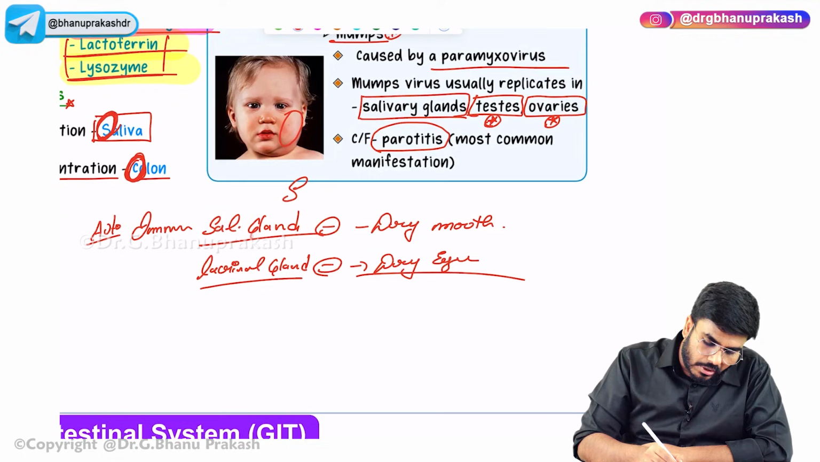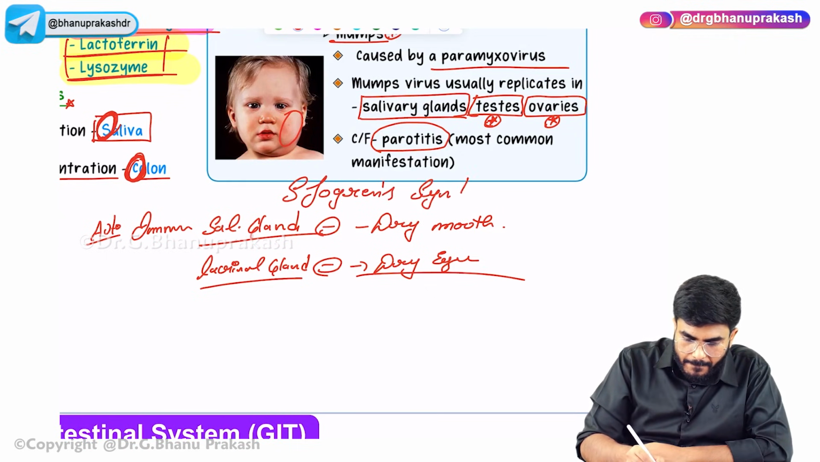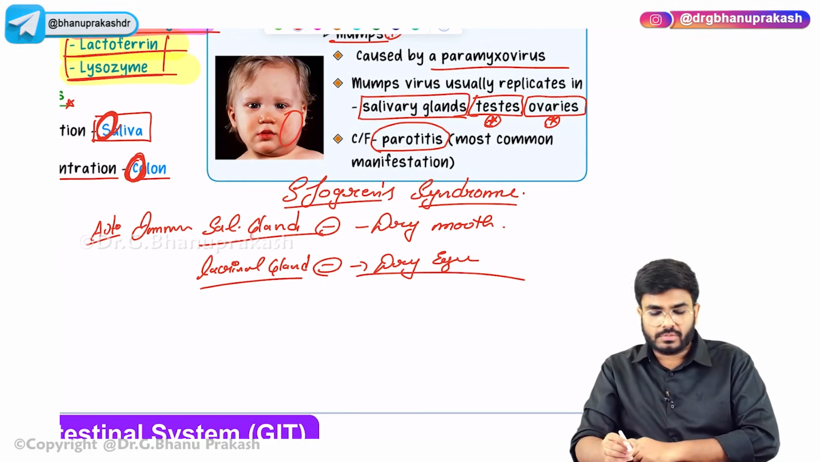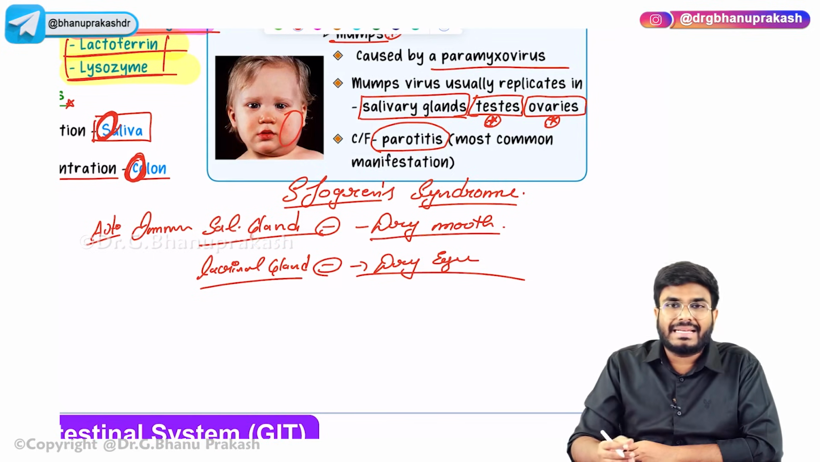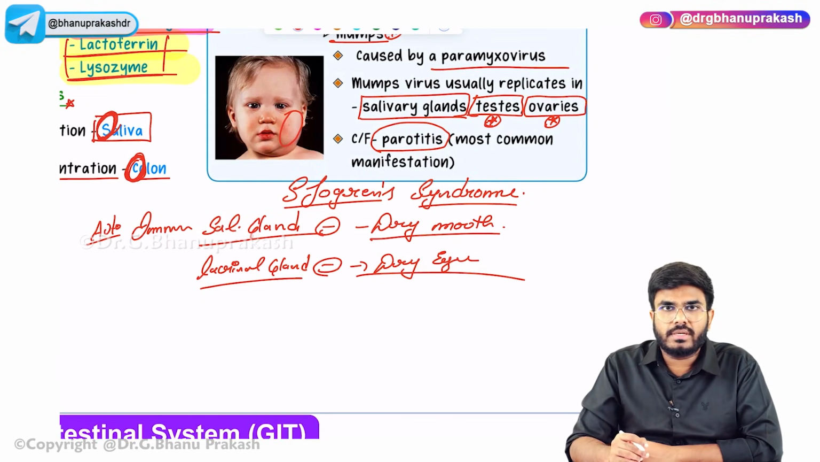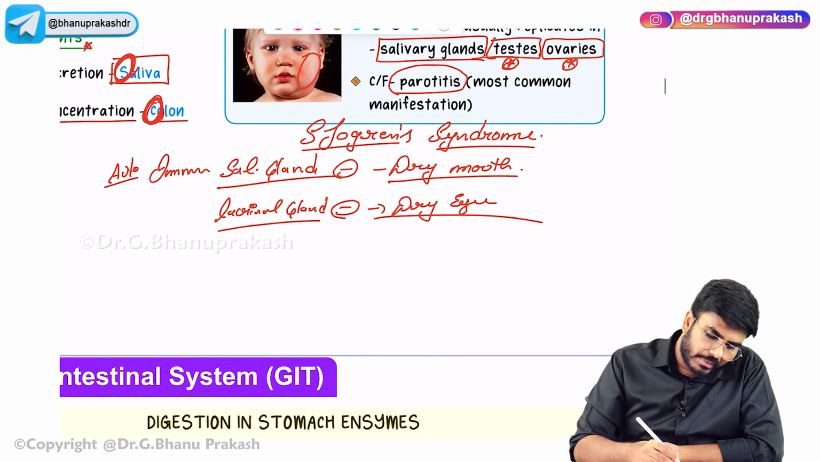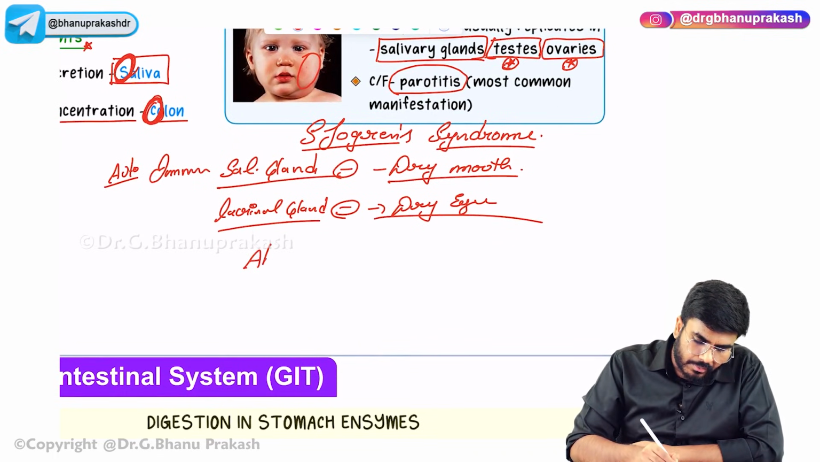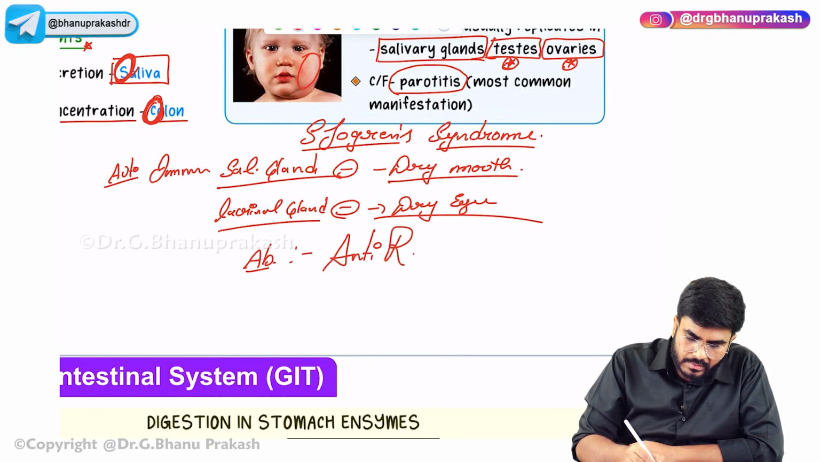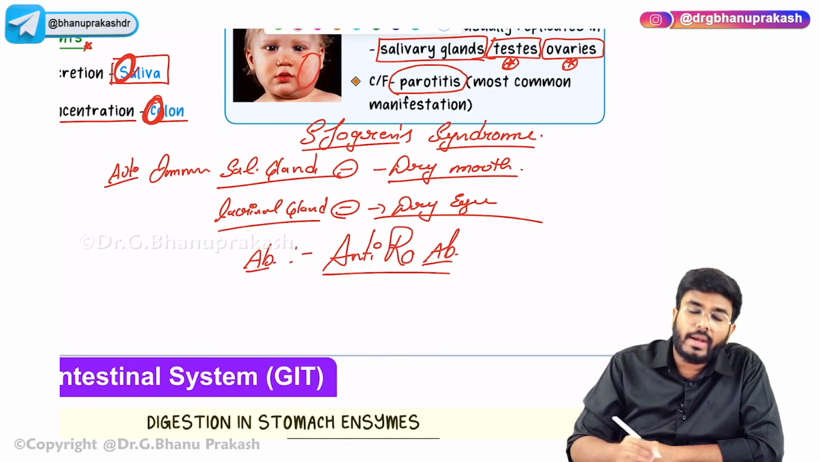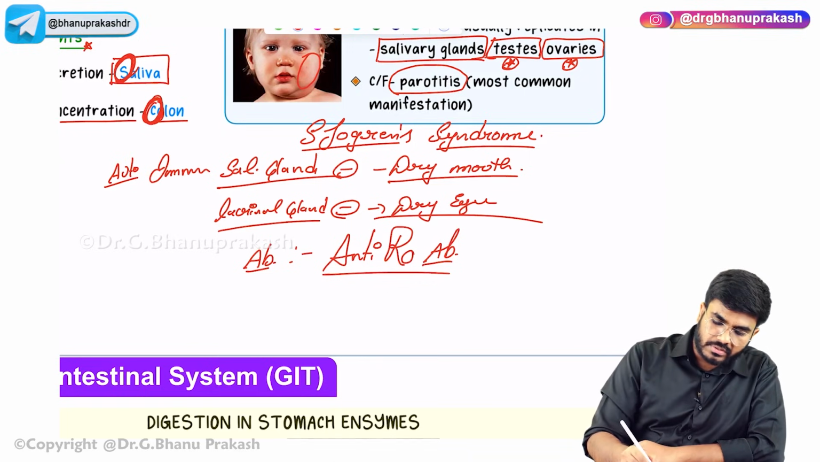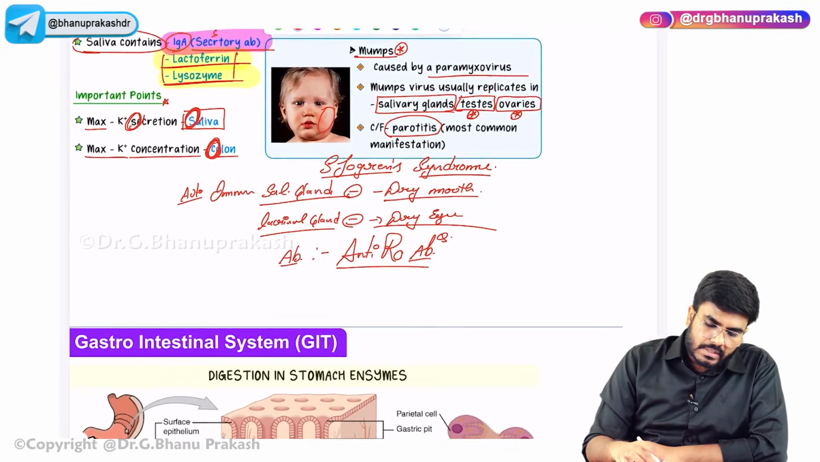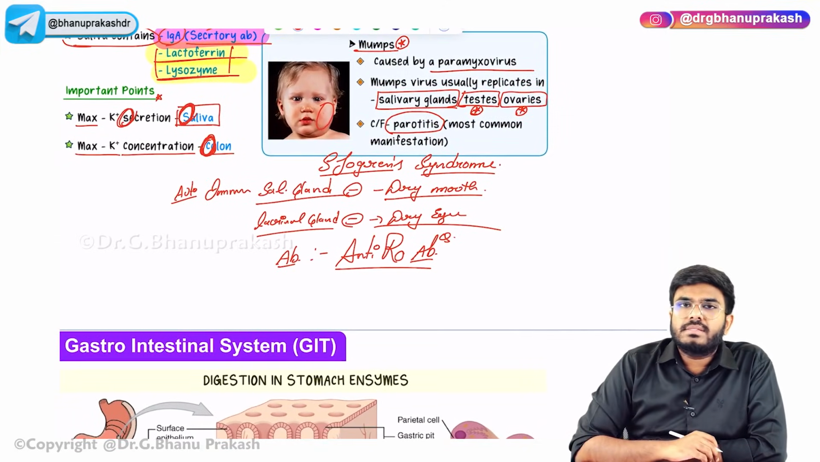So what is this condition called? Sjogren's syndrome. In this condition called Sjogren's syndrome, the patient is going to have dry eyes and dry mouth. So Sjogren's syndrome patients will be having certain antibodies in their blood which are called anti-Ro antibodies. Anti-Ro antibodies are going to be seen in Sjogren's syndrome, which is also a question which I want you to know. Anything else regarding the salivary glands that is important?